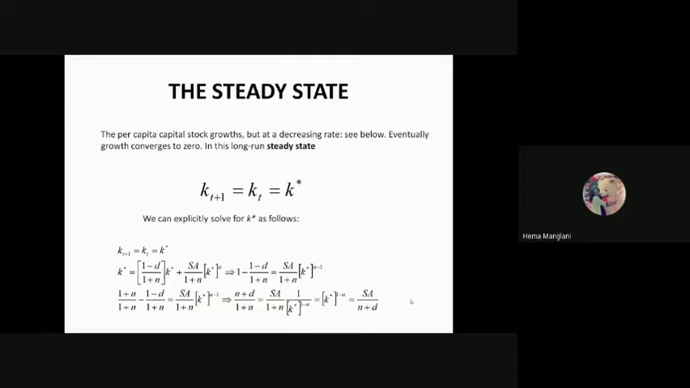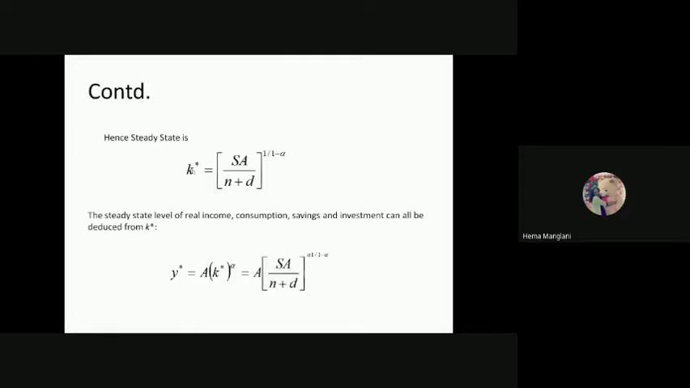Okay. So I can again rewrite this equation and it gives us this k star. This k star is now SA by n plus d, the whole power is 1 by 1 minus alpha. So now this is actually the value of the steady state according to the Solow growth model. The steady state level of real income we can now estimate, and also the consumption, steady state saving, and steady state investment. So how can we get it?